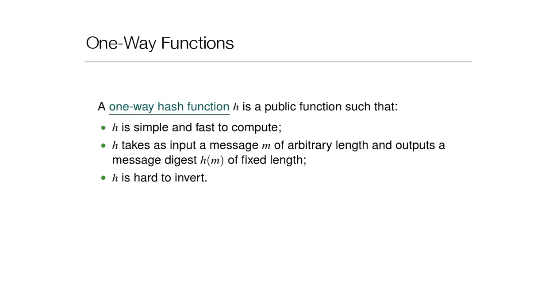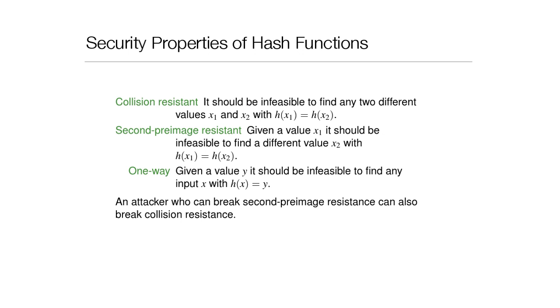And when we talk about hash functions, this part is a little bit more theoretical. You may not need to follow that if you are not very interested. These properties are expected in hash functions: one is collision resistance, second pre-image resistance, and one-way. Collision resistant means it should be infeasible to find any two different values x1 and x2 with hash of x1 equals hash of x2.